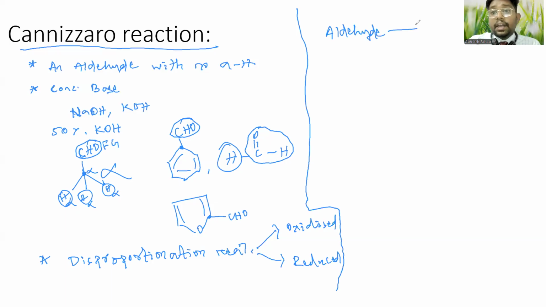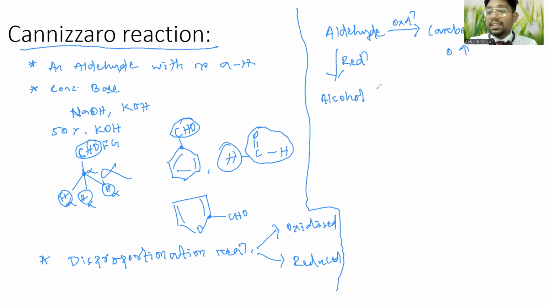So aldehyde will undergo oxidation, and you know when aldehyde undergoes oxidation, it will be converted into respective carboxylic acid. Here what is happening? Oxygen content is increasing. And when aldehyde will undergo reduction, it will be converted into an alcohol.